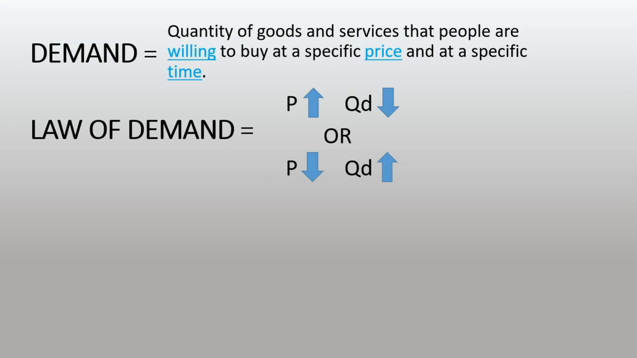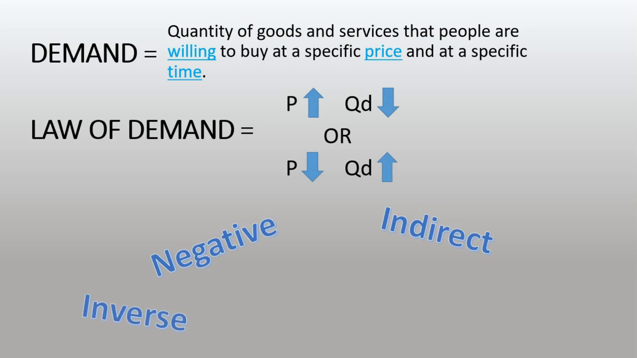Now, as you can see, we have different directions occurring. So as price increases or decreases, there's always the opposite effect on the quantity demanded. And these are the terms that get thrown around when we speak about the relationship between price and demand. We say that this relationship is negative, it is indirect, it is inverse, or it is opposite. These words all describe the relationship between demand and price.